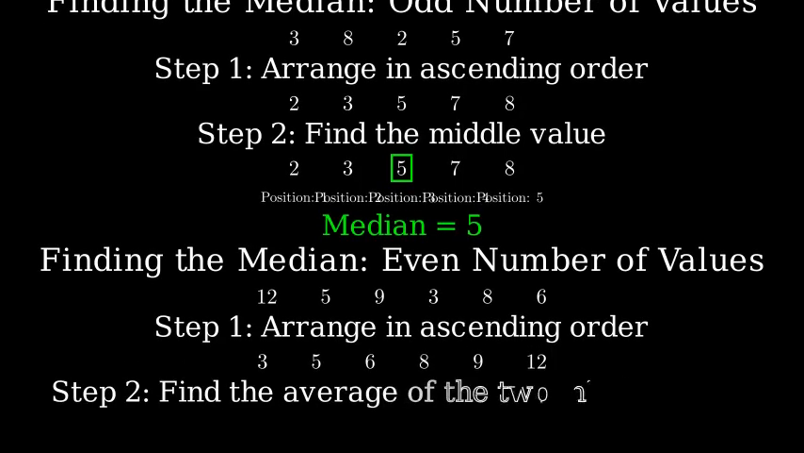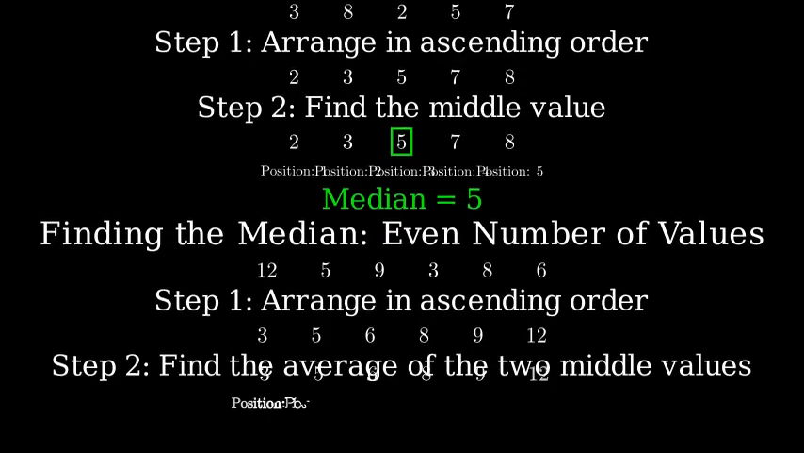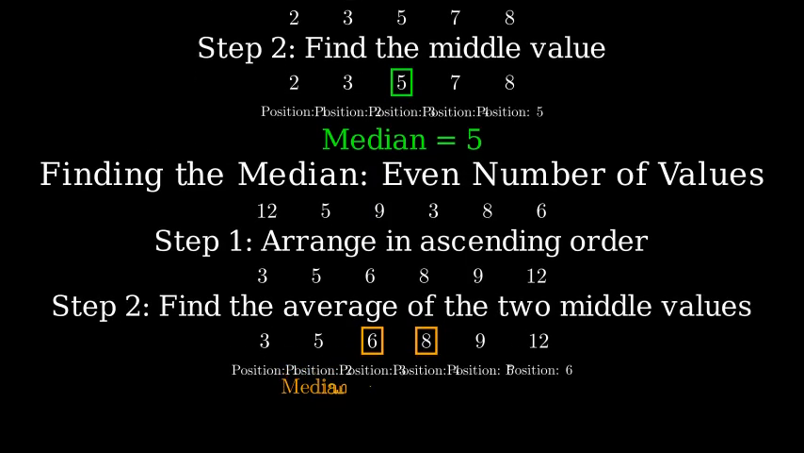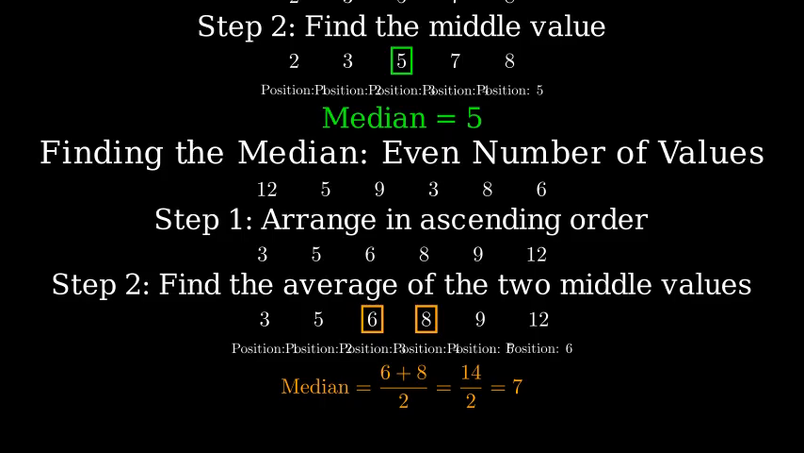Step 2. Since we have an even number of values, 6, there is no single middle value. Instead, we take the two middle values, which are at positions 3 and 4. These are 6 and 8. We then calculate the average of these two numbers, 6 plus 8, divided by 2, which equals 7. Therefore, the median of our data set is 7.